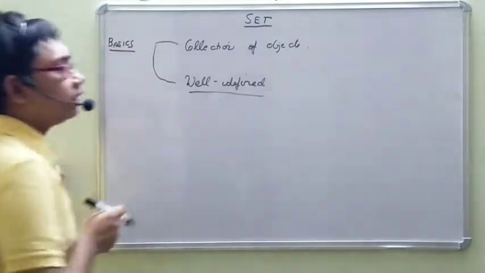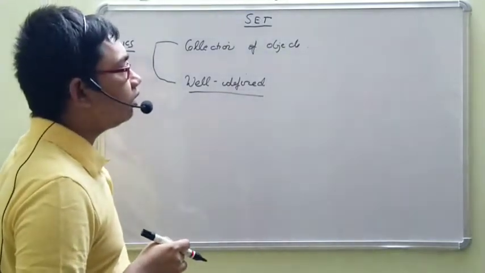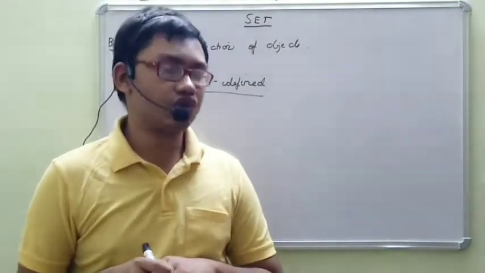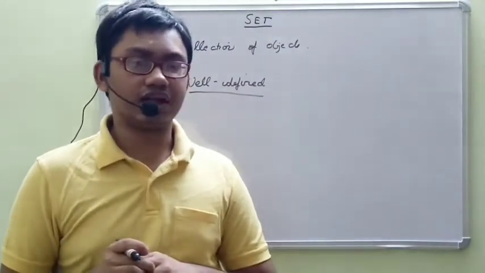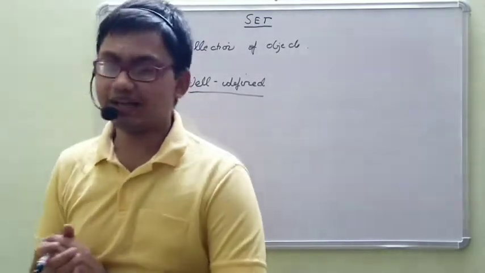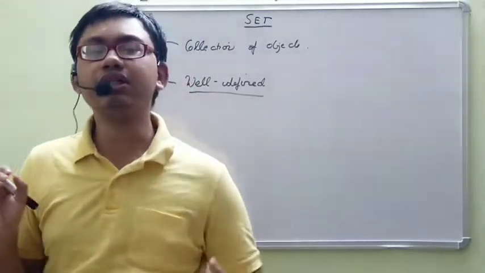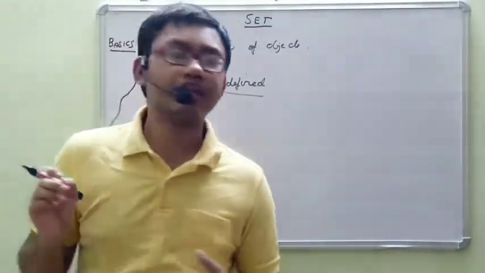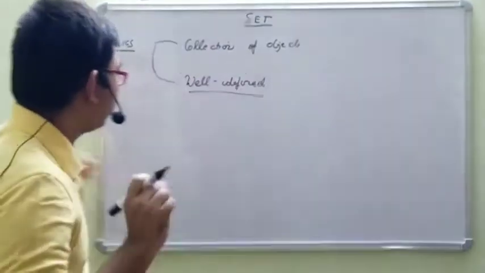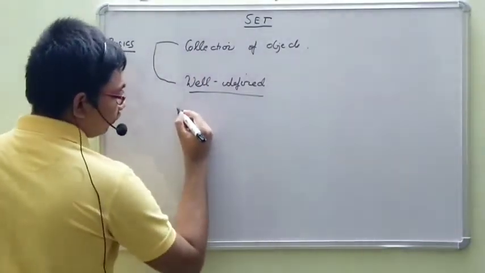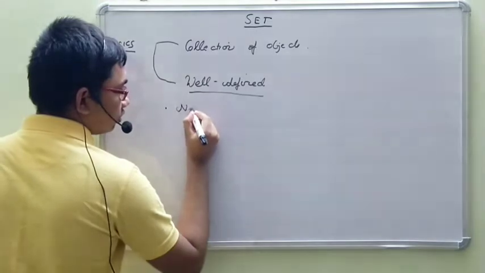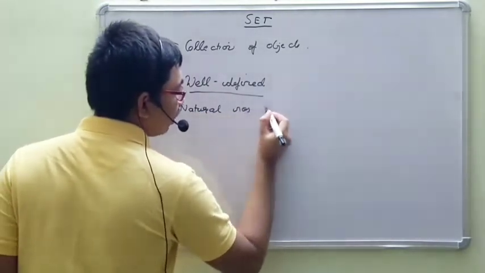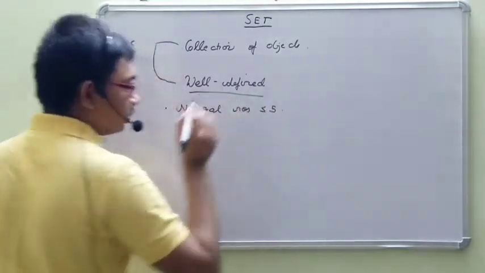And what do you mean by this well defined? By well defined, it doesn't mean that we should have some English definition for each of the things. Naturally, that can be done. So what do we mean by well defined? Let me tell you an example. Let's consider two sets. The set of natural numbers less than or equal to 5. Okay, this is one set.